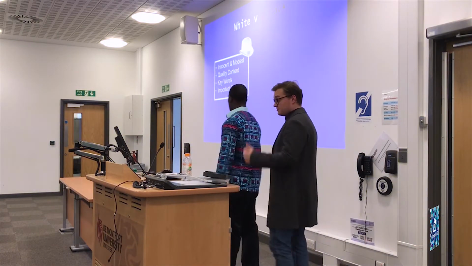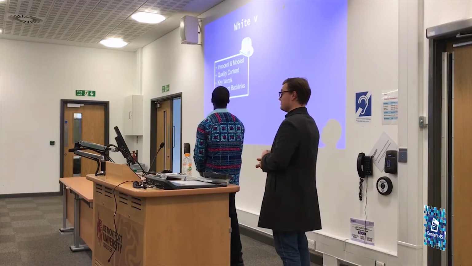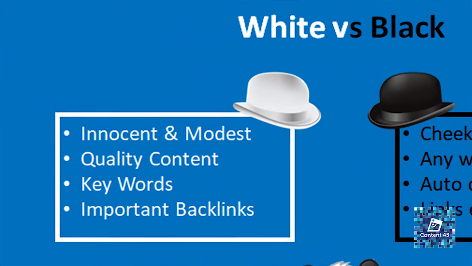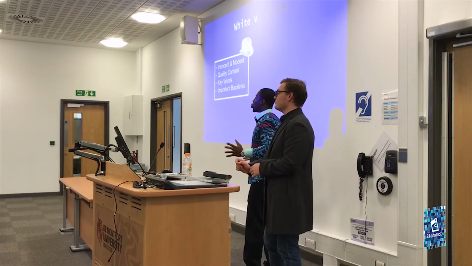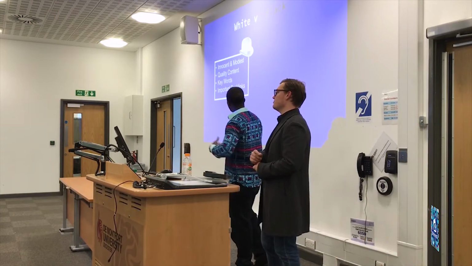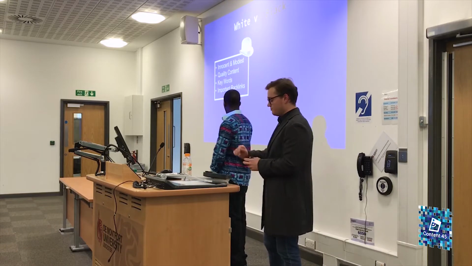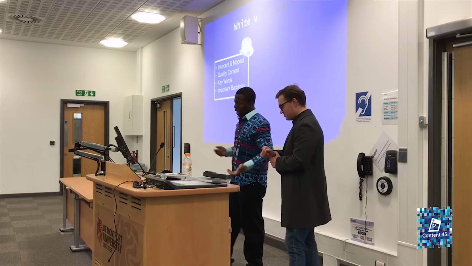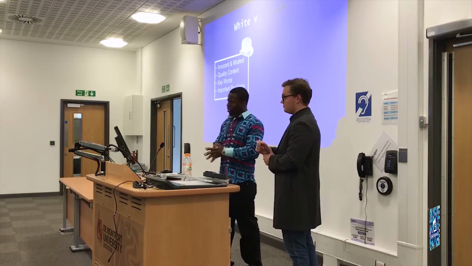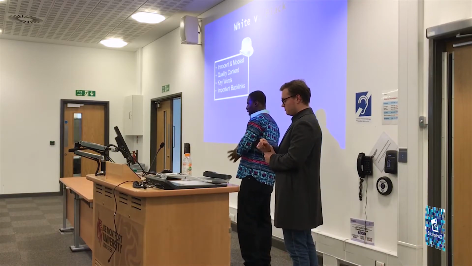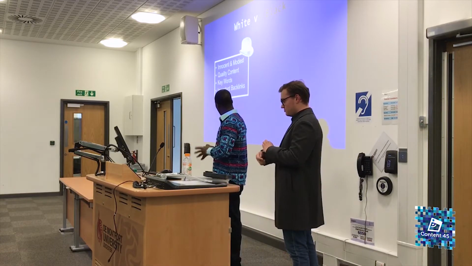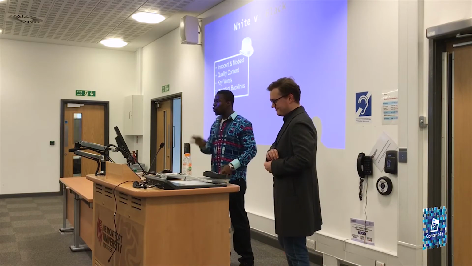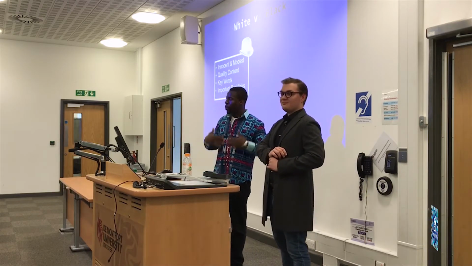So now we go on to the two ways of how to do SEO. First of all, we've got white hat SEO. White hat SEO is the more innocent and modest way of doing SEO, as this can be done through quality content, your keywords, as well as important backlinks. The way I see it, when it comes to white hat SEO, any digital marketer, any agency, any business has to strive more for this. This is the more legit way of doing SEO and building up your rankings.